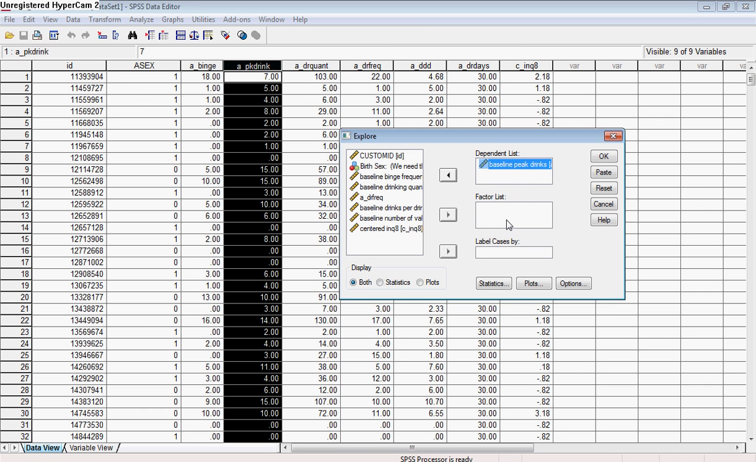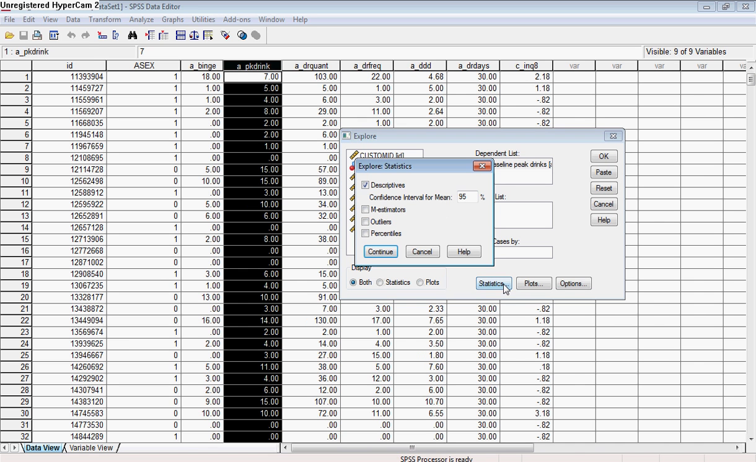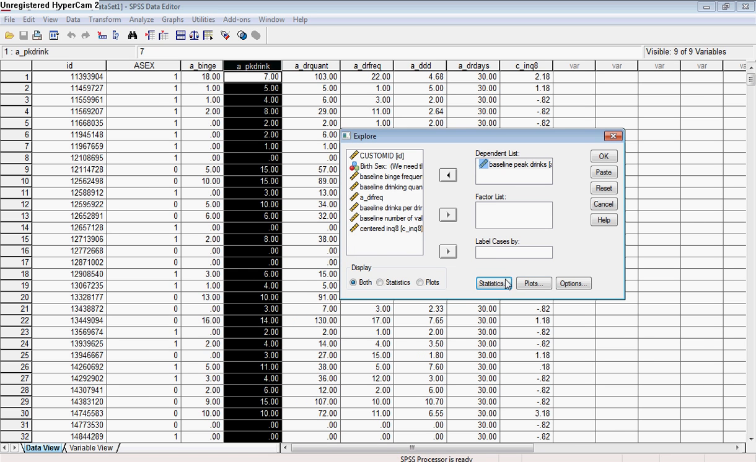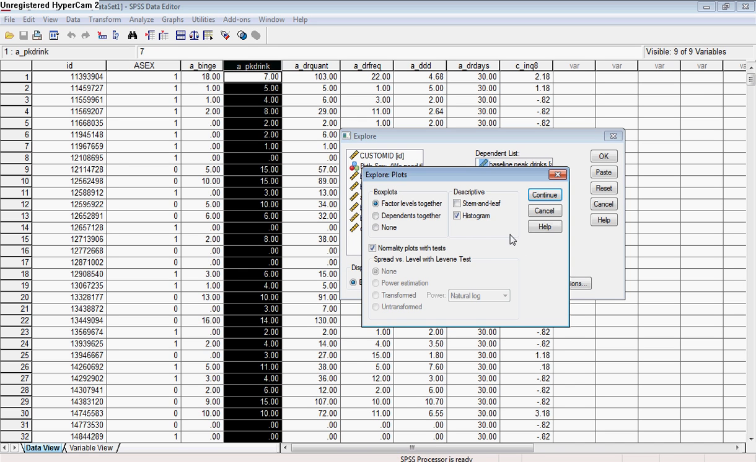So you could put a categorical variable in there if you want to look at the dependent variable separately by group. Now you're also going to want to click on Statistics to order up the descriptive statistics that will really get you started with your exploratory data analysis. These others are also really helpful once you have a general picture of what your data look like and you want to explore them further.